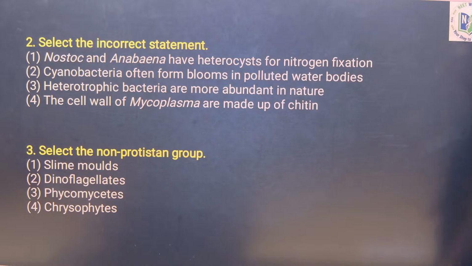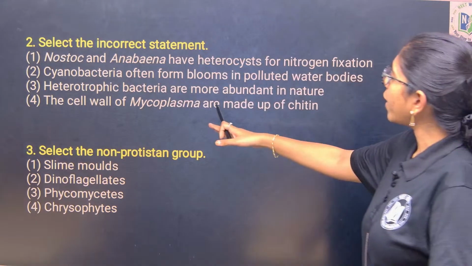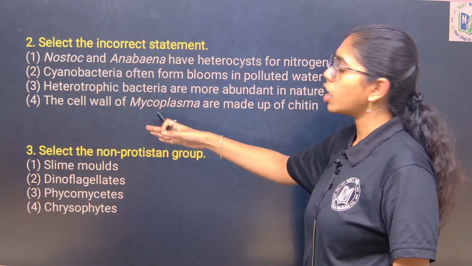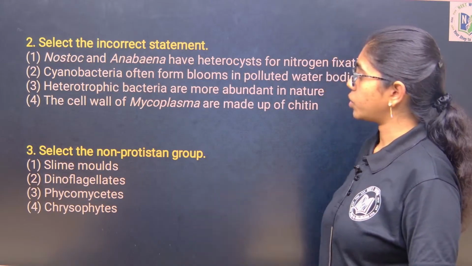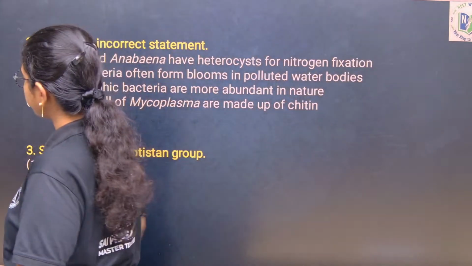Select the incorrect statement. Carefully observe and answer. Very good. How 3, Abdul? It's 4. The cell wall of mycoplasma is made up of chitin. Incorrect, because mycoplasma will not have any cell wall. Okay. Next, this question. So, the right answer here is option 4.